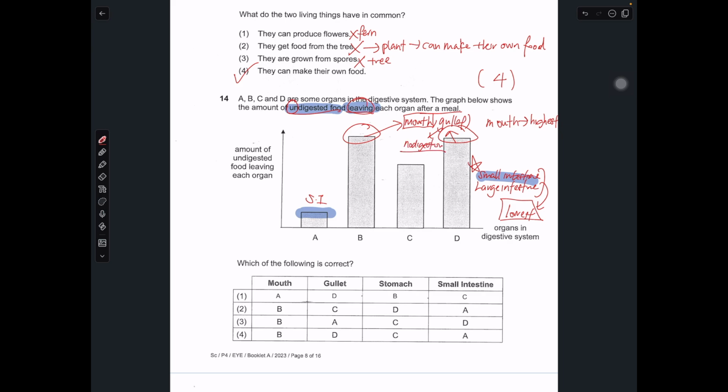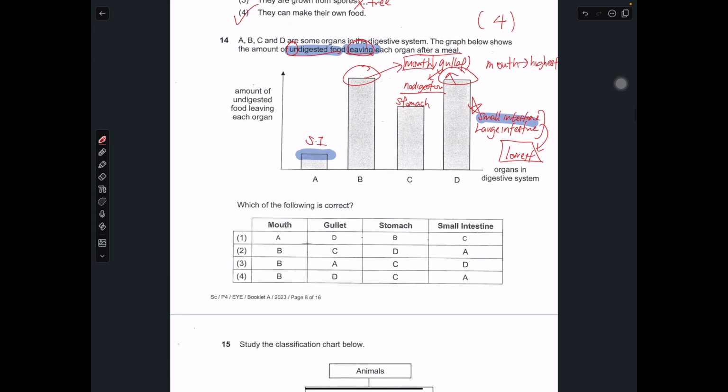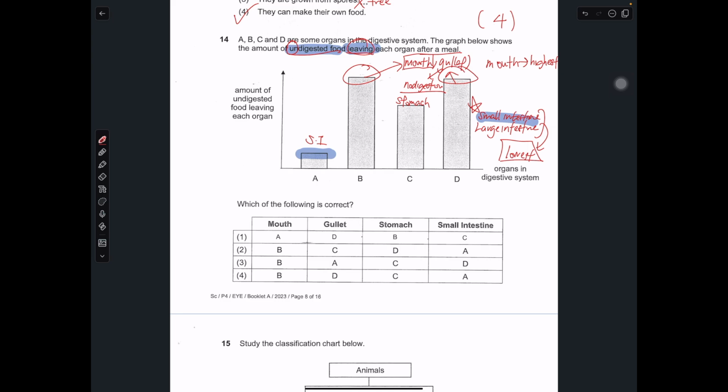Okay, so the amount of undigested food leaving both organs will remain the same. Keeping this in mind, C will be stomach, because it's the one that's in the middle. So you take a look, right? Let's start from here. Small intestine must be A. So these two can be the correct answer.